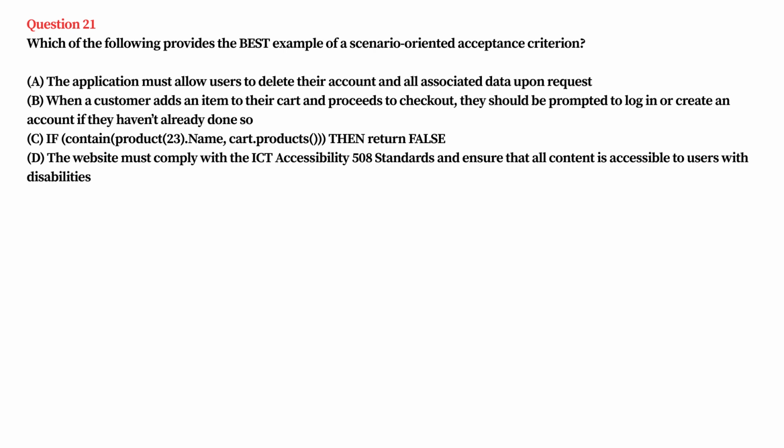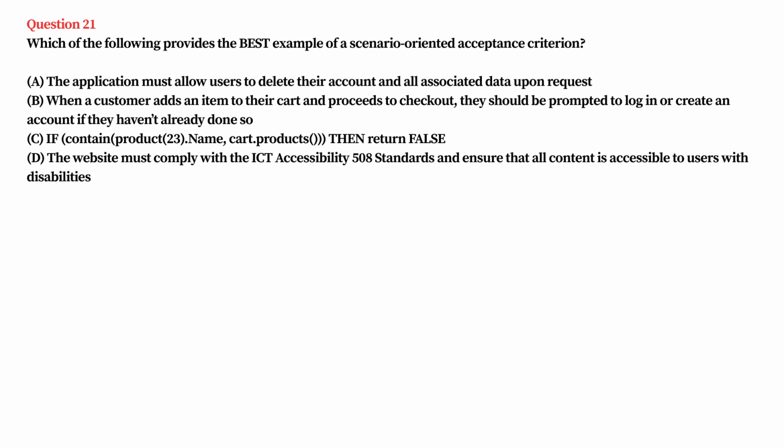Answer A is not correct. This acceptance criterion describes what rules or regulations the system must adhere to, in this case, the right to be forgotten. This is an example of a rule-oriented acceptance criterion. Answer B is correct. This acceptance criterion describes an example scenario that must be realizable by the system. This is an example of a scenario-oriented acceptance criterion.